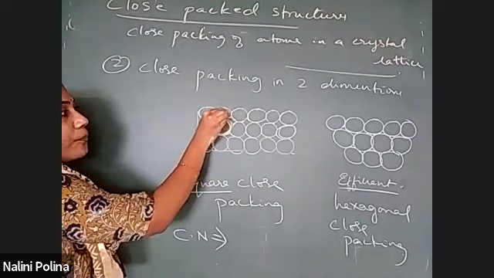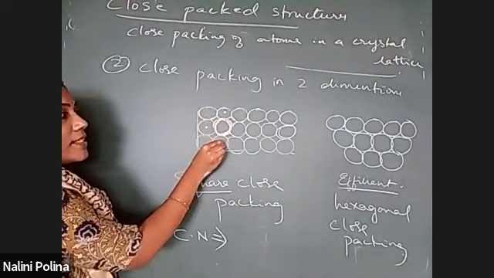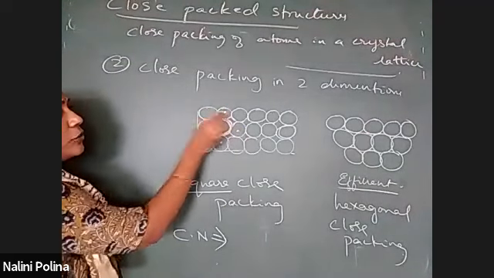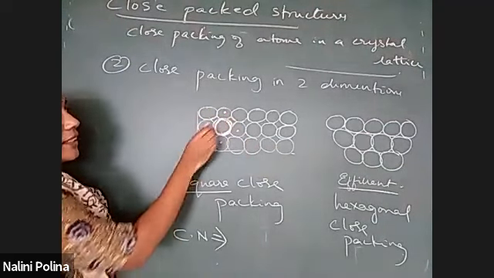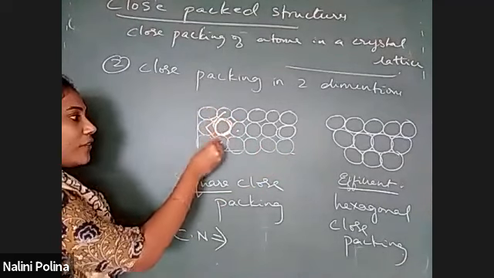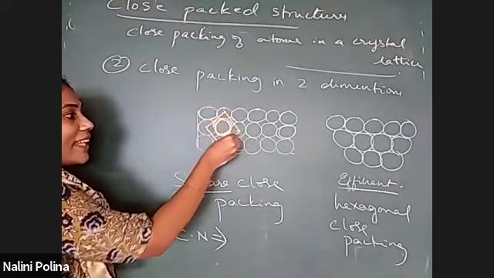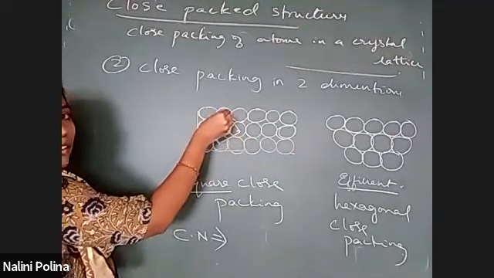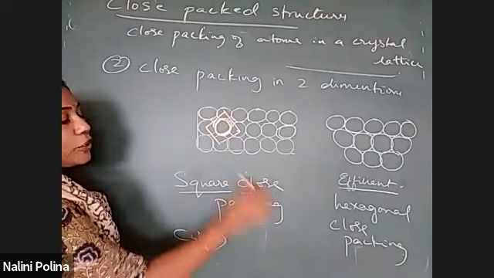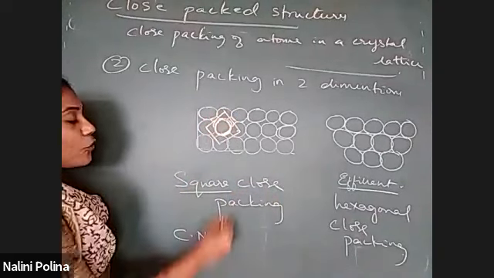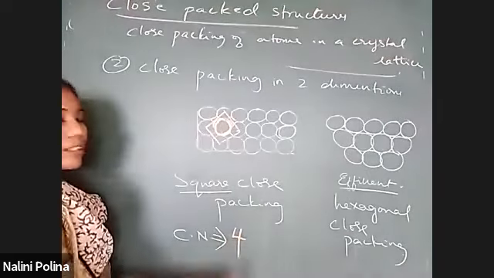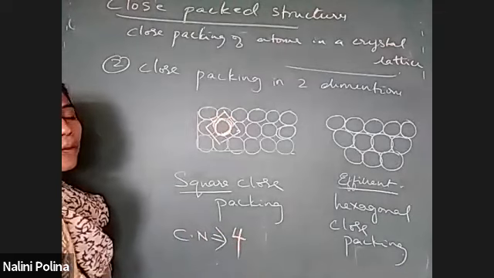One is this. The other one is this. This is the third atom touching, and this is the fourth atom touching. Right? This one is not touching. So how many atoms are touching this? It's 4. You see, if I join those points, I get a square. Not a rhombus, a square. So that's why it is called square close packing. And what is the coordination number in this two-dimensional arrangement? It is 4. This is very, very important for competitive exam.